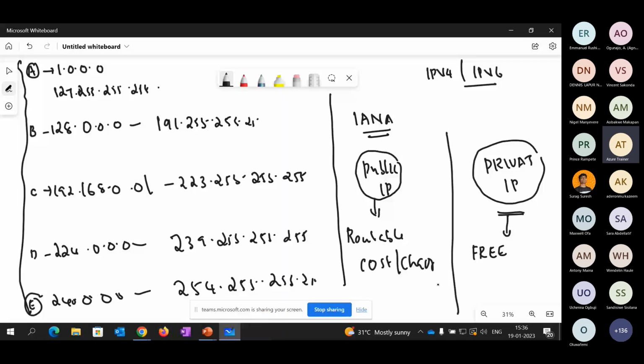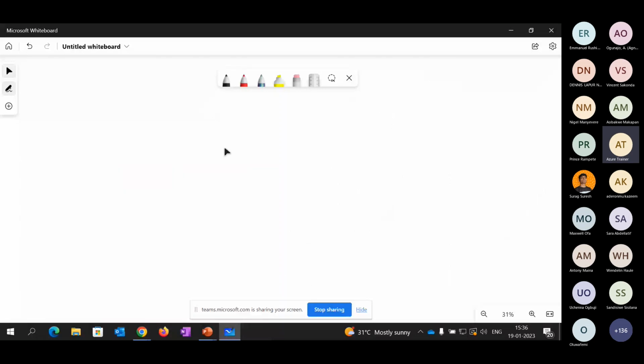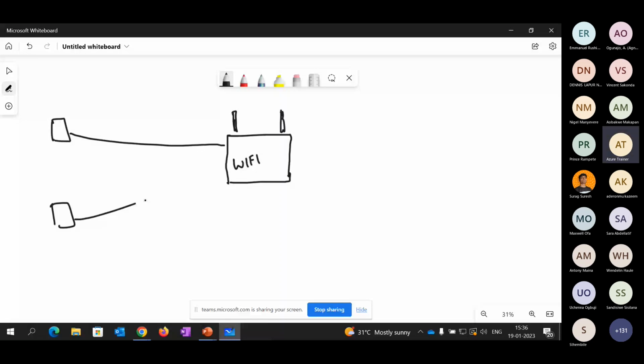You may remember that at home you may be using an internet connection, right? How is the internet connection made in your home? You may be using a Wi-Fi access point, right? This is your access point. Internally, your laptop is connected to this access point. Your partner's laptop or mobile is connected, and your mobile may also be connected here.